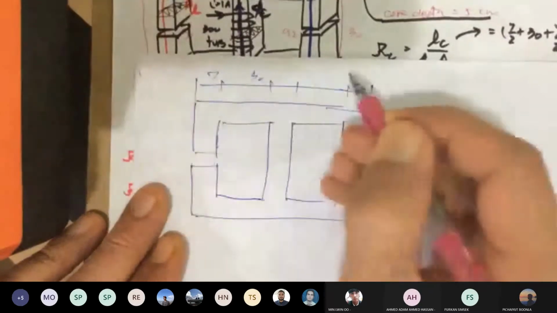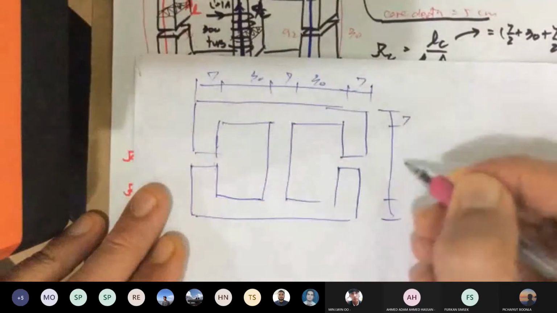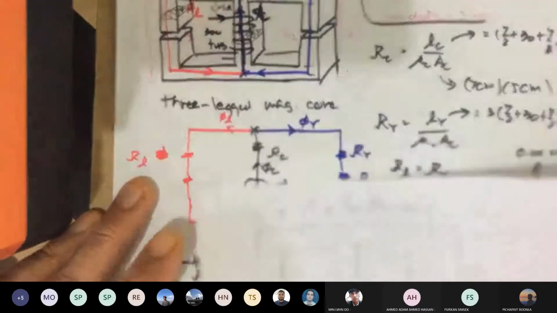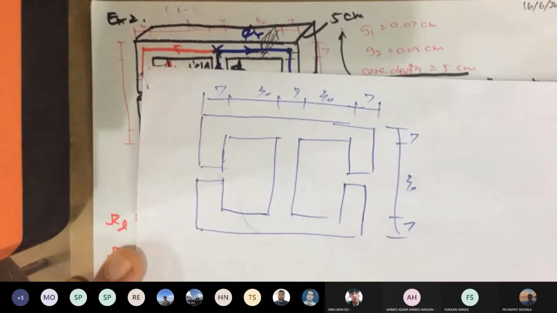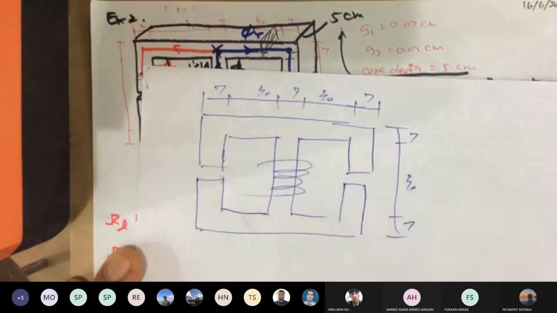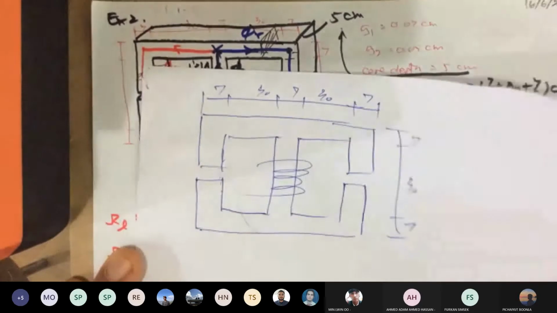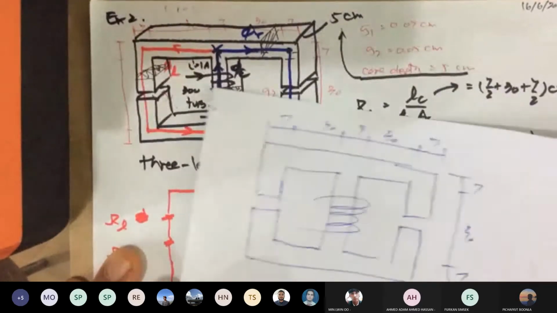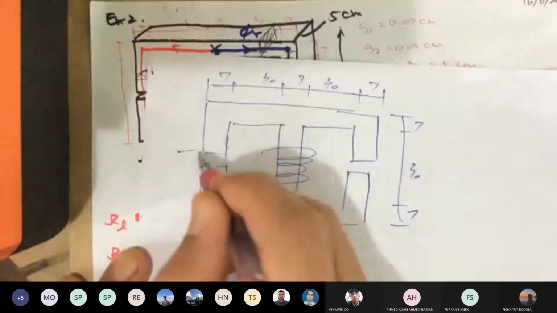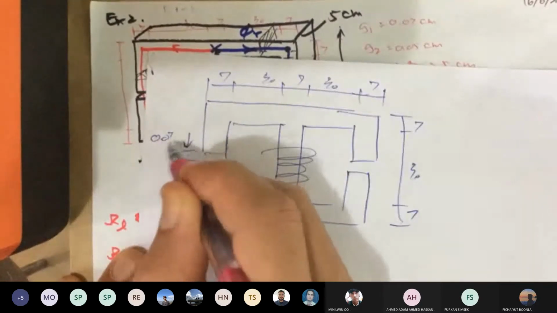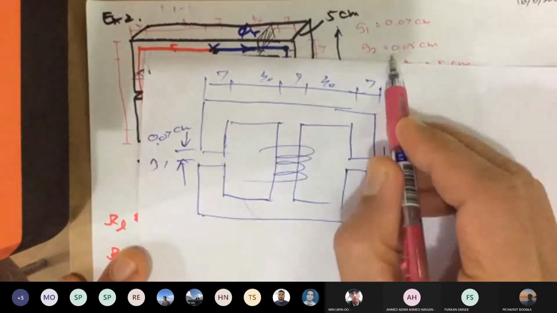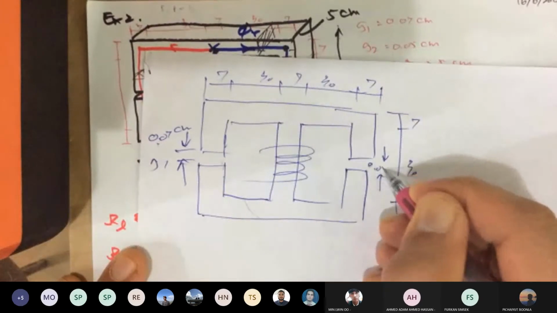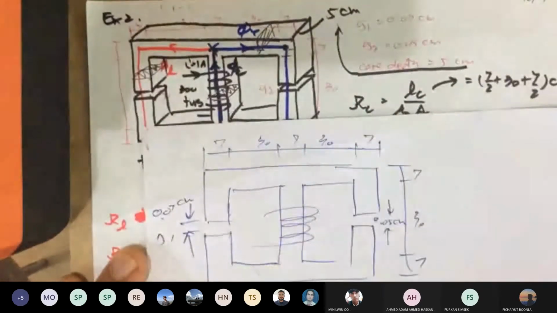It's like 7, 30, 7, all in centimeters. 7, 30, and 7, and the depth into the board is 5 centimeters into the page. So that means you can find out the dimensions of each. And then a coil in the center. Okay, we know the gaps. The left one is 0.07 centimeter, G1, the right one is 0.05, G2. So we know its physical dimensions.